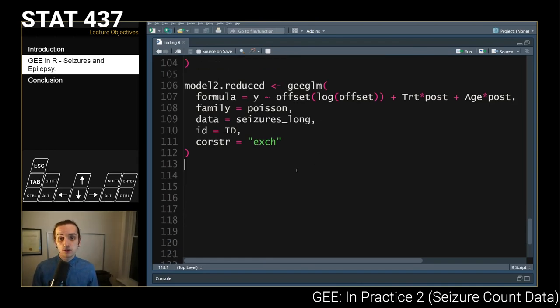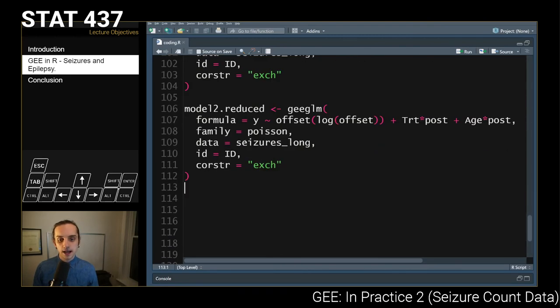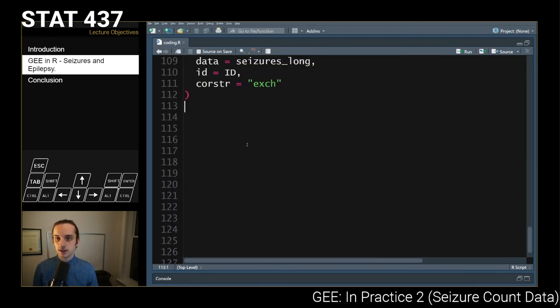Okay. And so the idea would be we want to go back through and answer all of these questions again, except now where we've controlled for age. One note is that if we're looking at the relative rates, for instance, we have to specify that these are relative rates for a fixed age, right? Because if you think about it, the individual who is in the placebo group, who is pre-treatment, say, above we said they were beta zero, but now they're actually going to be beta zero, and then I think it should be beta three times by their age, right?